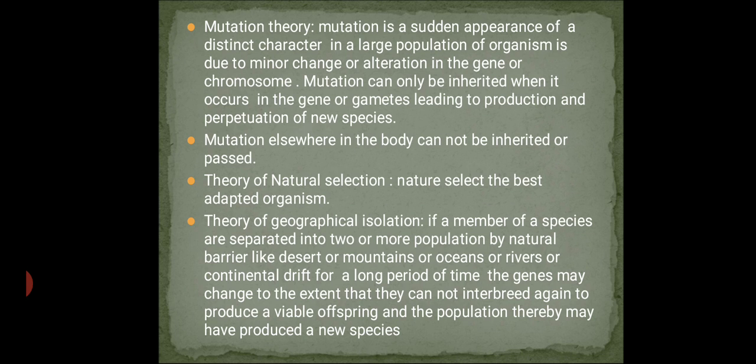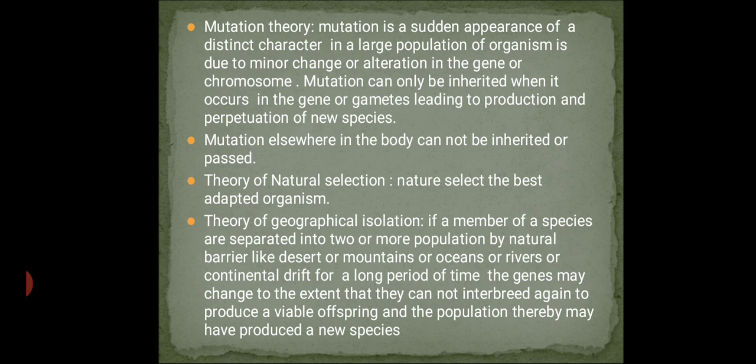The second modern theory of evolution is the theory of natural selection. This one is based on the fact that nature selects the best among the organisms and allows the weak ones to die out. That is the theory of natural selection.